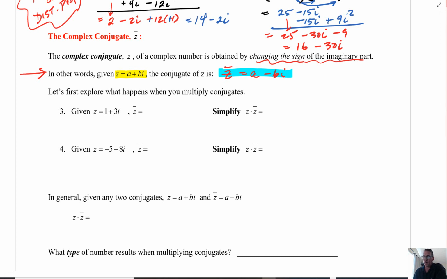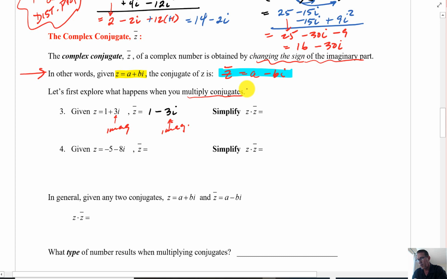Okay, so let's get used to that. Here we go. Given the complex number z, it's 1 plus 3i. Its conjugate is 1 minus 3i. So notice the change. You go from plus to minus. That's it. You change the sign of the imaginary part, and it went from positive 3 to negative 3. That's all you do. It's very simple. You just go from plus to minus or minus to plus.